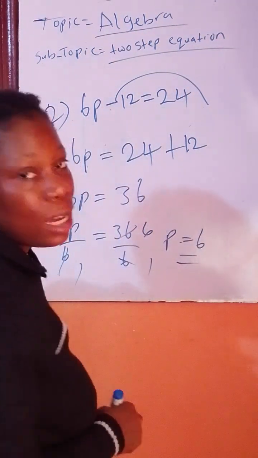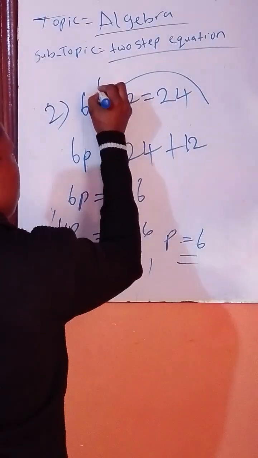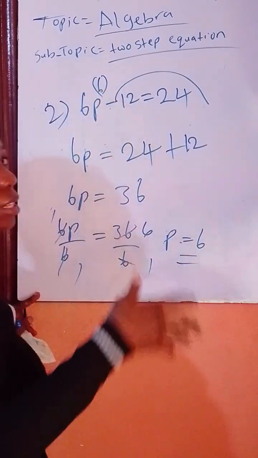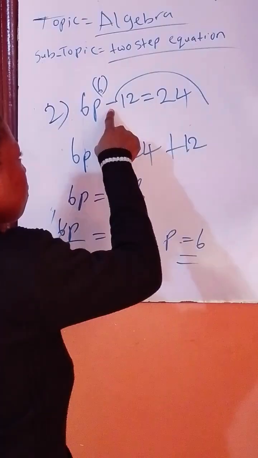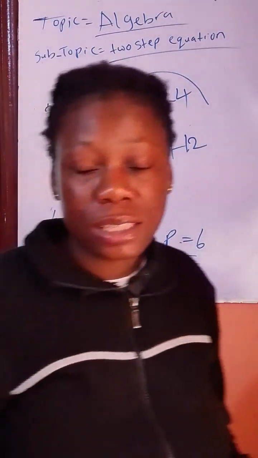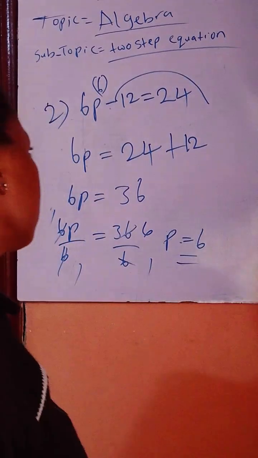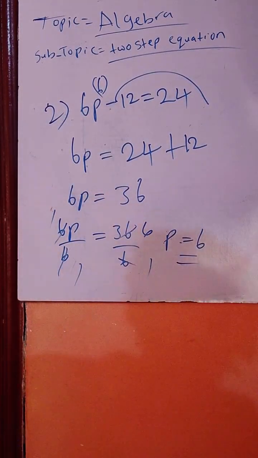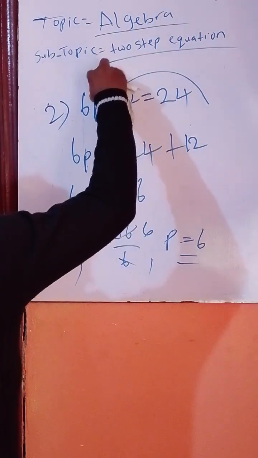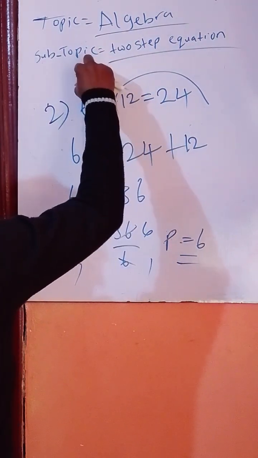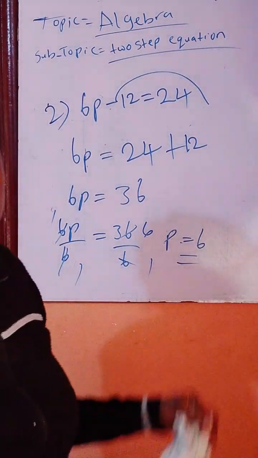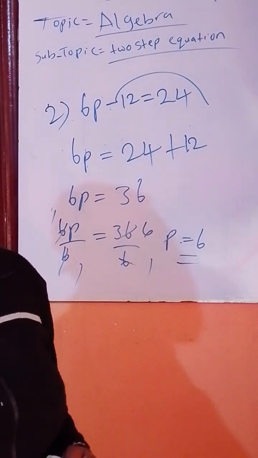Let's check whether our answer will be correct. 6 times 6 is 36. 36 minus 12 is going to give us 24. That means our answer is correct. I hope you understand what I've been solving so far. Let's move to example 3.